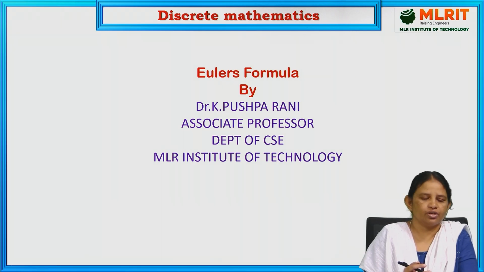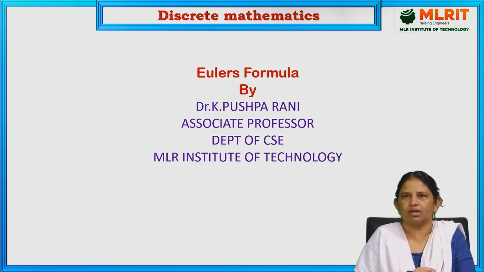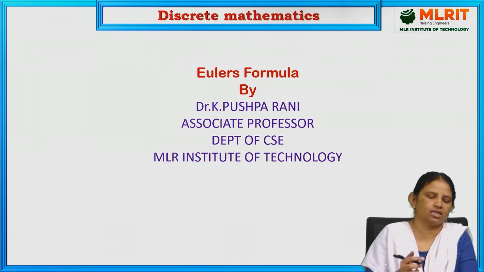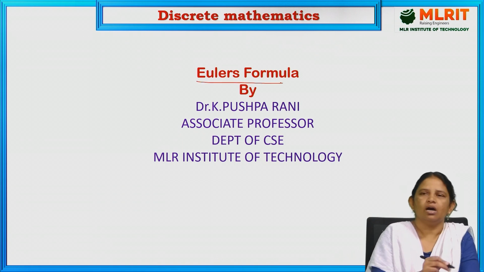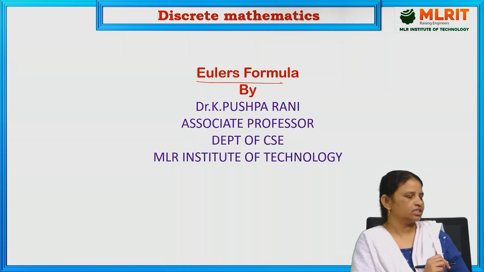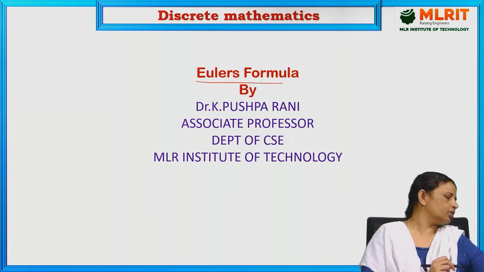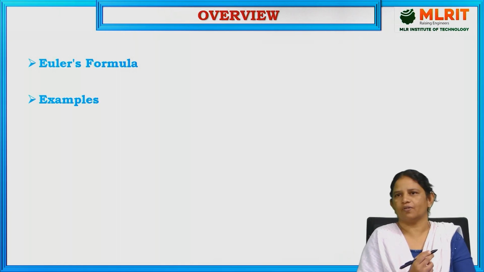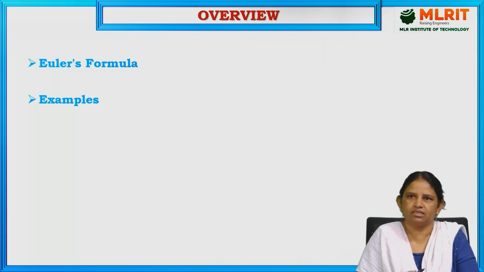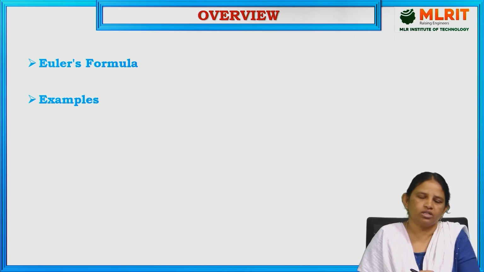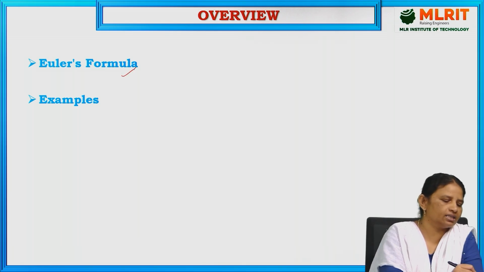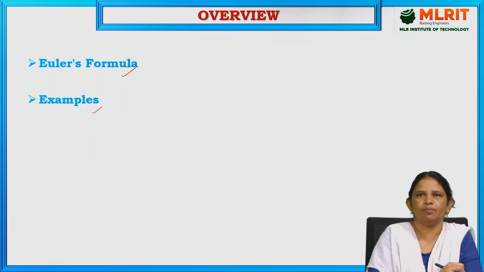In the last video, we already discussed planar graphs in discrete mathematics. The next topic is Euler's formula. So, what is meant by Euler's formula? How to evaluate the number of vertices, number of edges, and number of regions using Euler's formula? We can understand this formula by considering some examples.